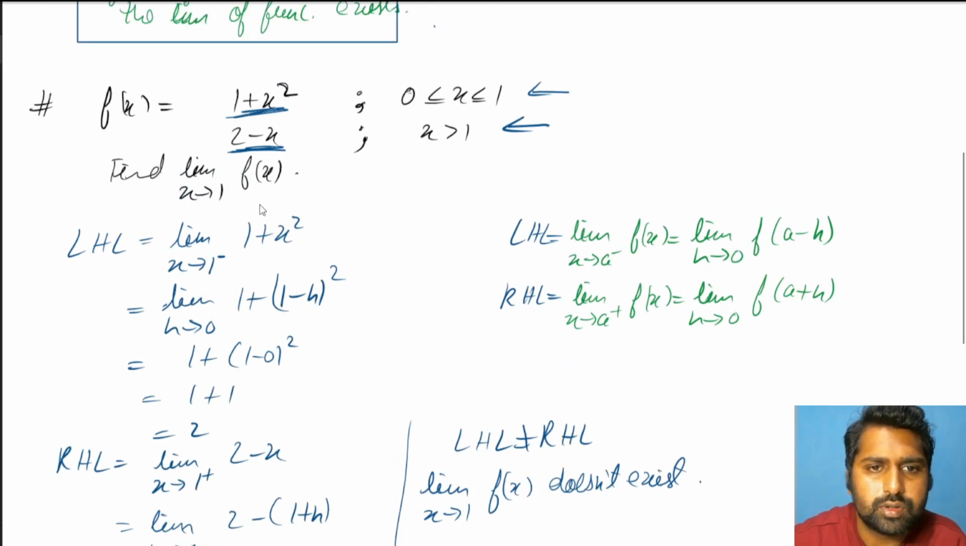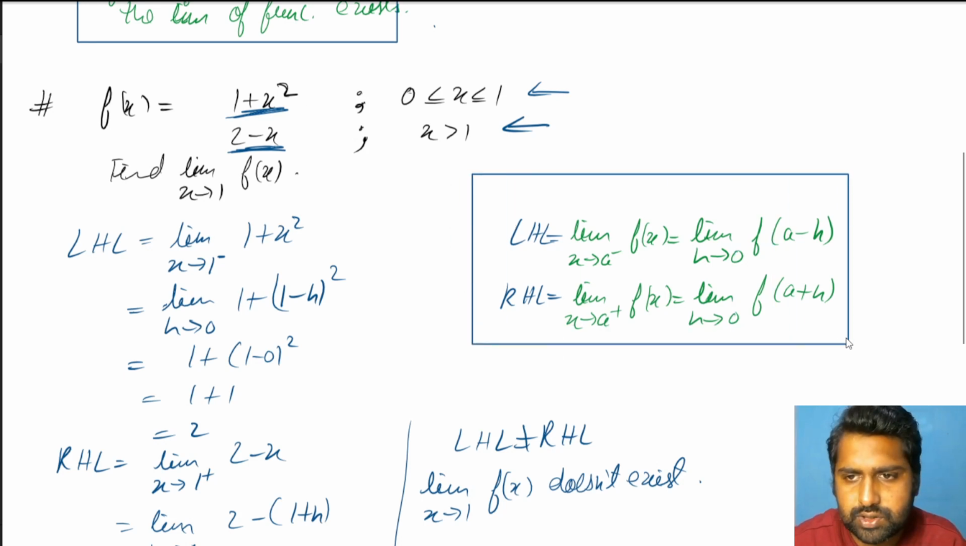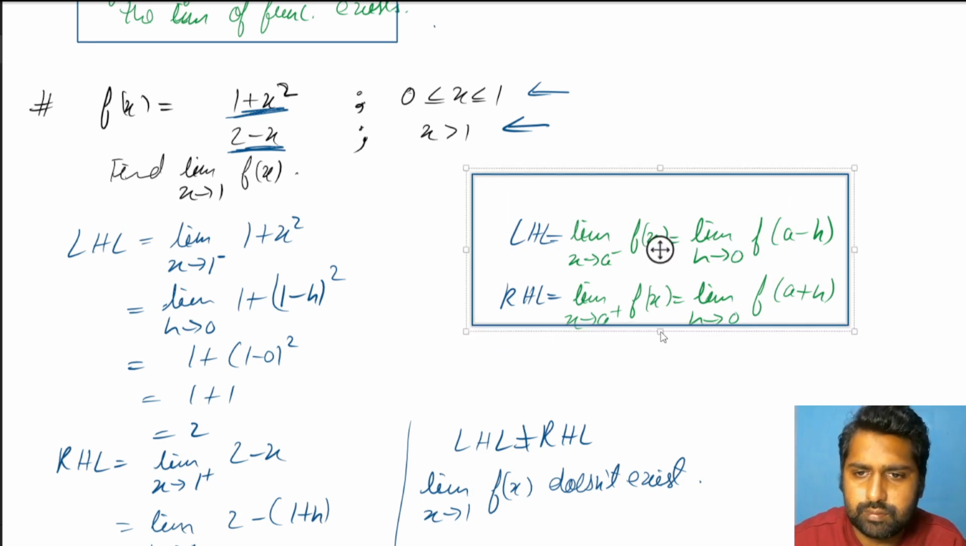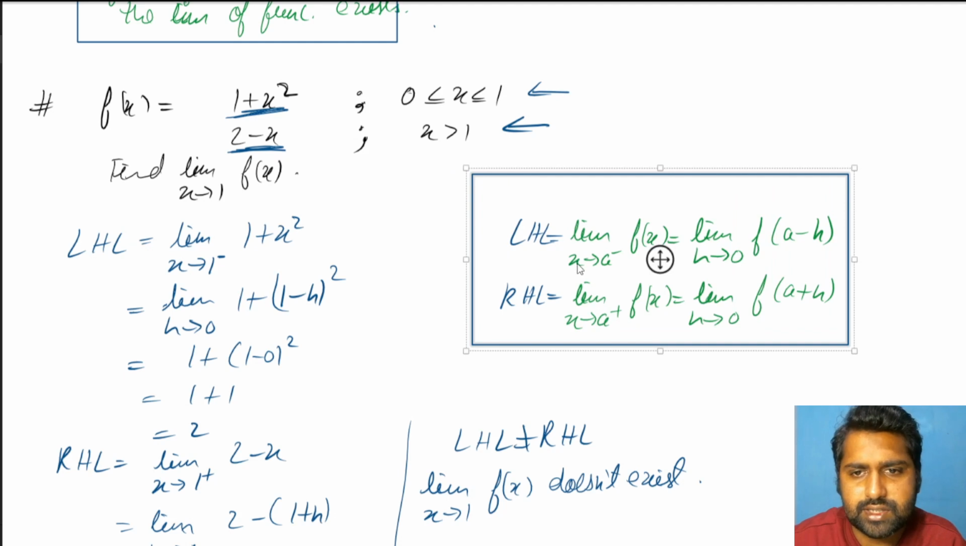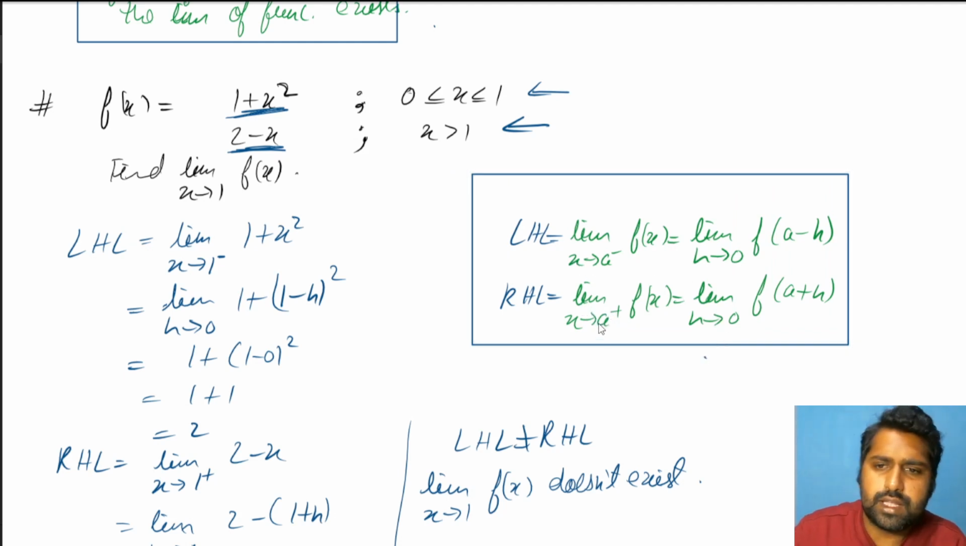Put a box on this: how to calculate LHL and RHL for any value. LHL means limit x tends to a minus, RHL means limit x tends to a plus.